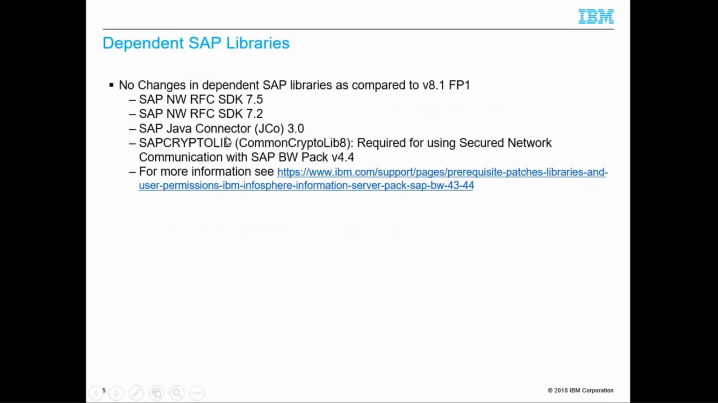It continues to use SAP Java Connector, and its more recent versions can also be used. For 4.4, as we will mention in the last slide, we have started supporting the SNC login. For that, you need the SAP cryptographic libraries. So no changes with respect to the base pack of 4.4. There are no changes in the SAP dependent libraries.